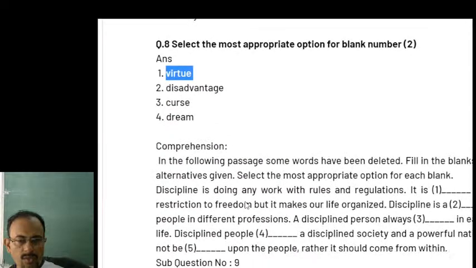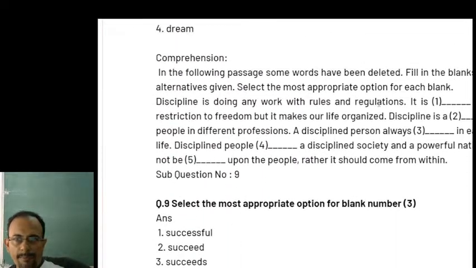Four, eight, one. Virtue, very good. Okay, next you tell me, next is number three.